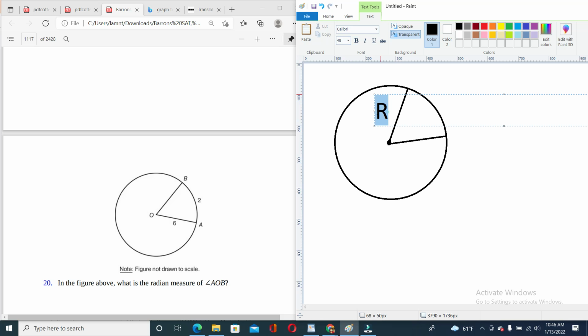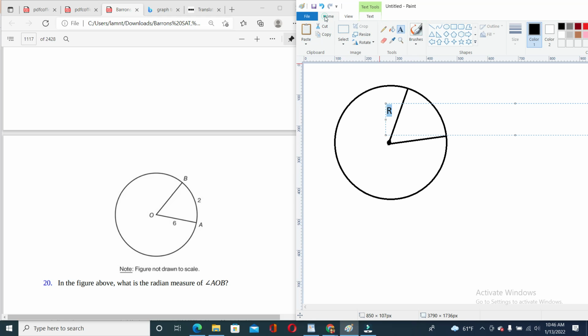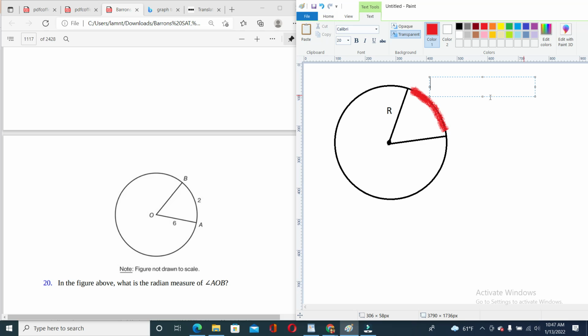Okay, the radius is gonna be R. Okay, so two radii gonna make an arc, right? So the arc is this part. This part between the radii is an arc. Okay, and this is the center O, right? O is the center.